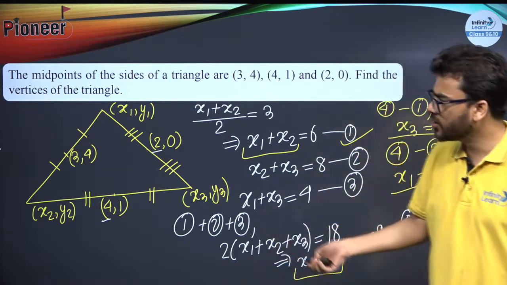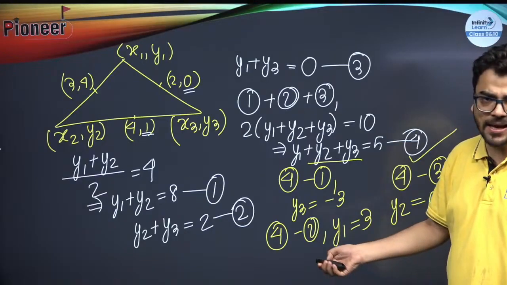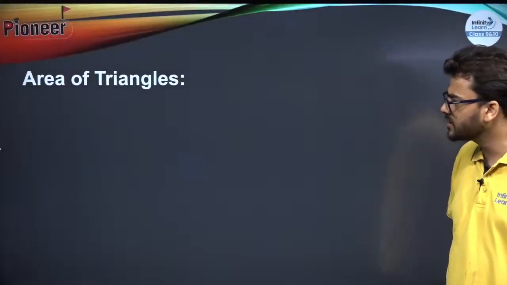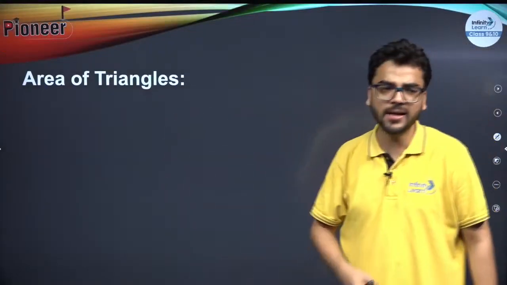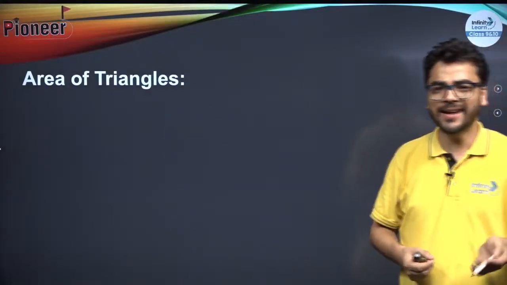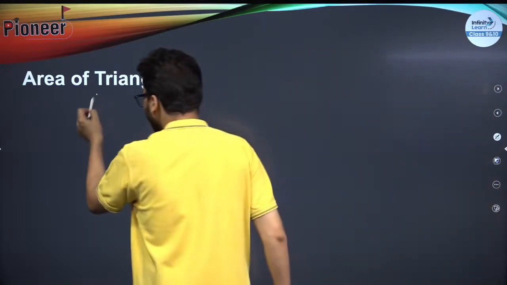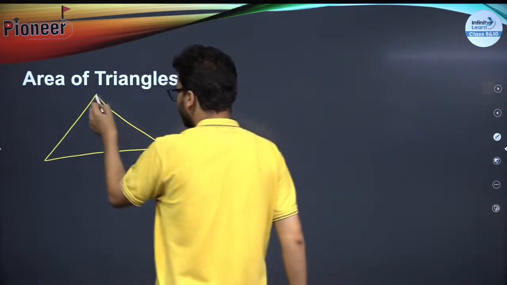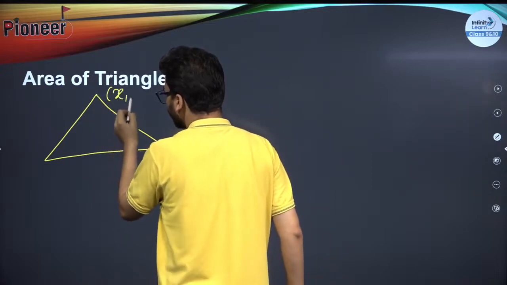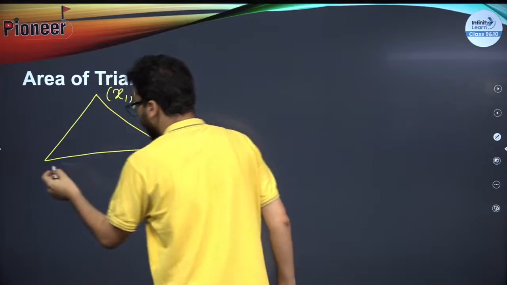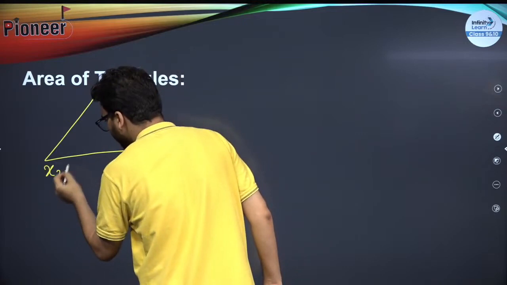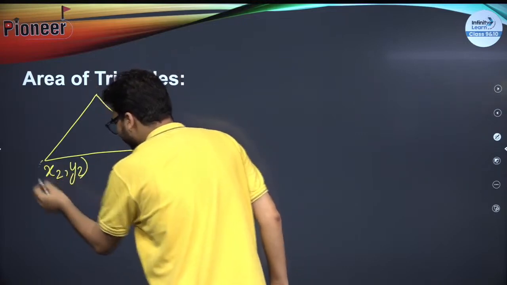Okay, so let's move on to the next thing, guys. Basically our main purpose of this class was to find the area of triangles in coordinate geometry. That is just a direct formula. If you have been given the coordinates of a triangle, suppose you have got this triangle with the coordinates of the vertices x1, y1, x2, y2 and x3, y3.